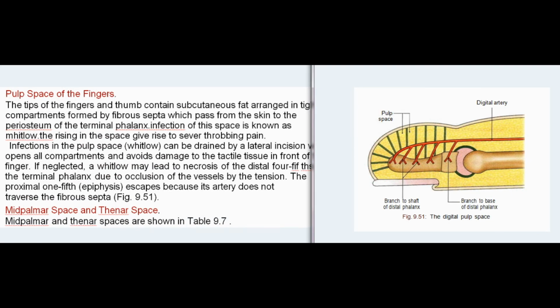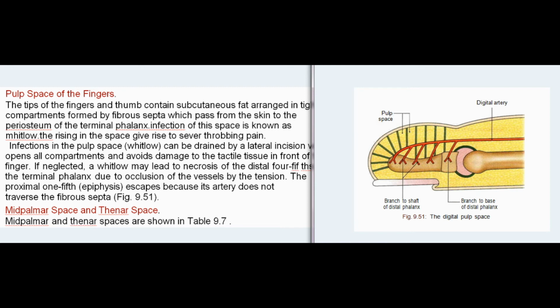Pulp space of the fingers. The tips of the fingers and thumb contain subcutaneous fat arranged in tight compartments formed by fibrous septa which pass from the skin to the periosteum of the terminal phalanx. Infection of this space is known as whitlow. The pus rising in the space gives rise to severe throbbing pain.